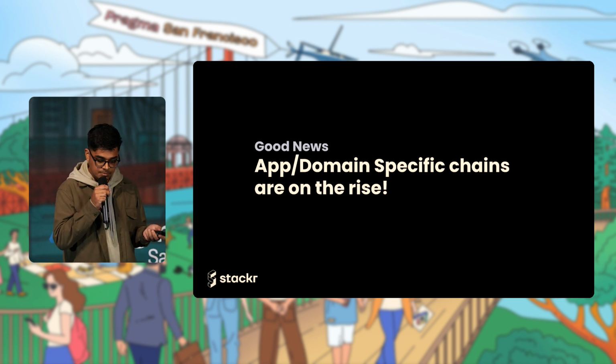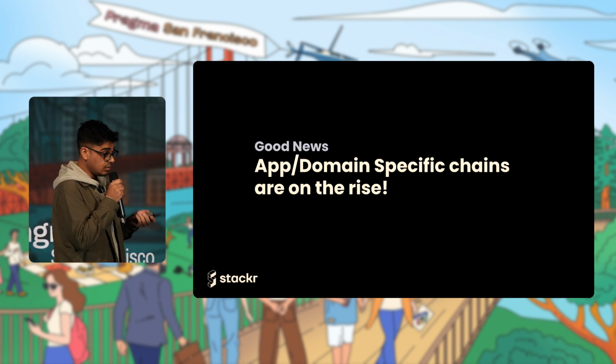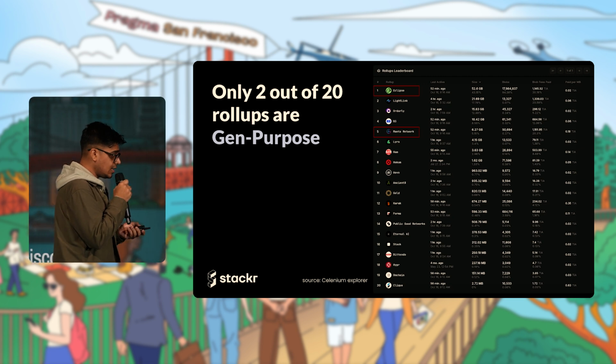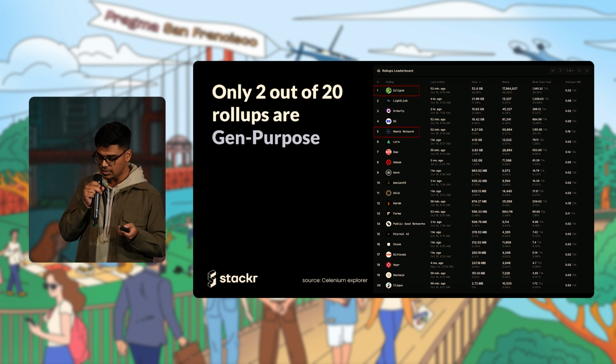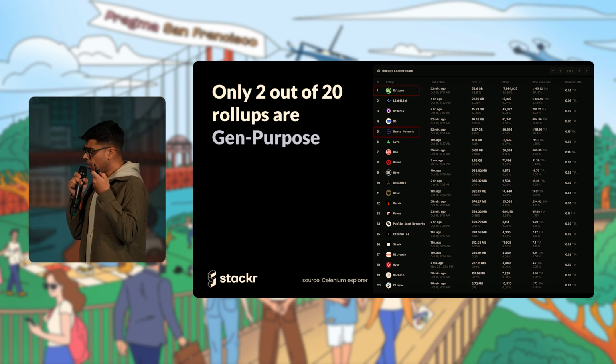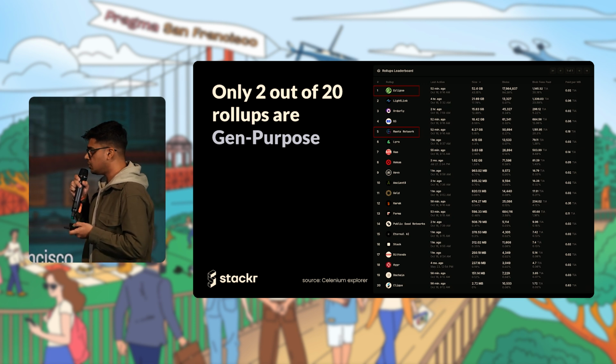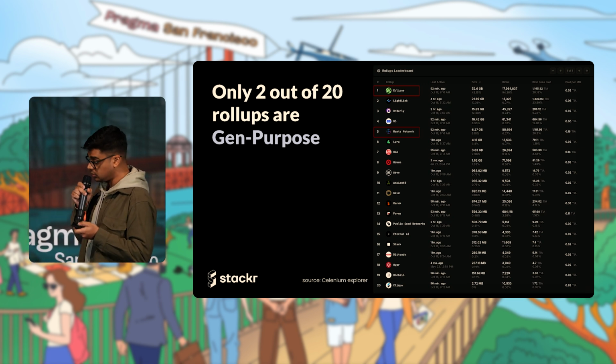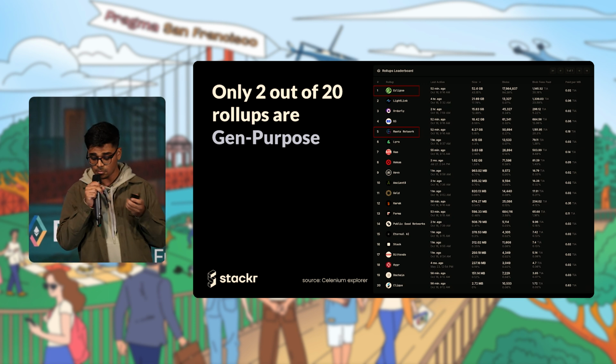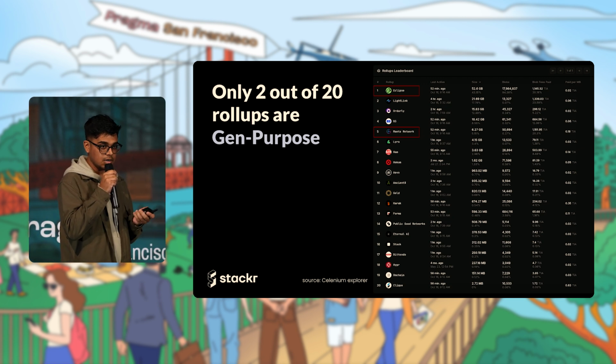And the good news is that app-specific or domain-specific chains are on the rise. If you go onto the Selenium Explorer, you find that they list down the most active chains on their ecosystem. And out of the 20, there are just 2 of them which are general purpose, but most of them are dedicated to a particular use case.